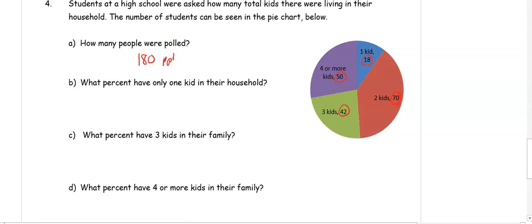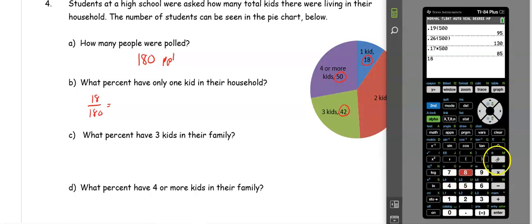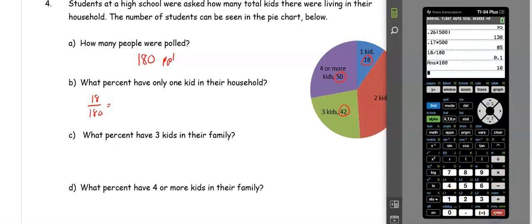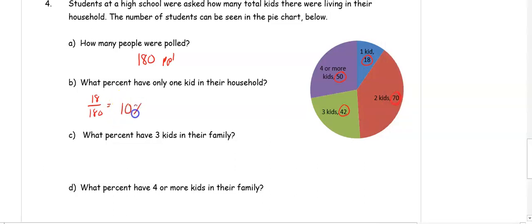So what percent is the only child in their family? So 18 people out of 180 said they were an only child. So 18 divided by 180 would get us 0.1, which we can multiply by 100 to turn into 10%. Or remember, you could just move your decimal, because if we have 0.1, 1, 2, we put the 0 there for 10%.